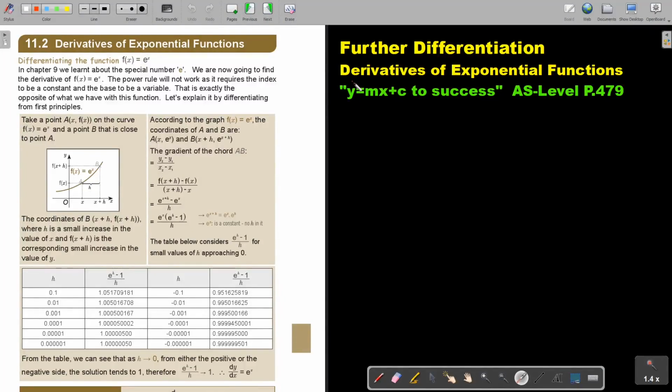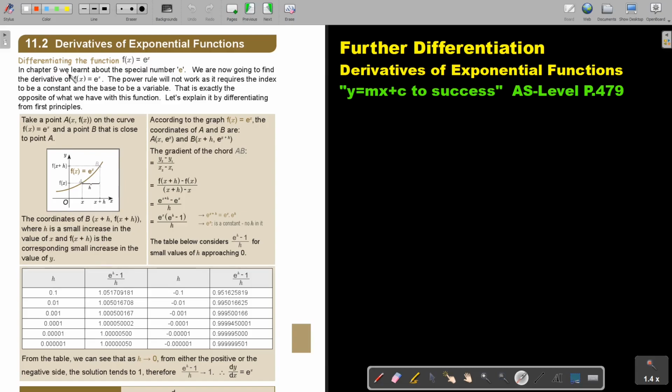In this video, we are going to focus on derivatives of exponential functions. You will find this on page 479 in the Namibian AS-Level Mathematics textbook, Y equals mx plus c to success. Derivatives of exponential functions. Differentiating the function f(x) equals e to the power of x.